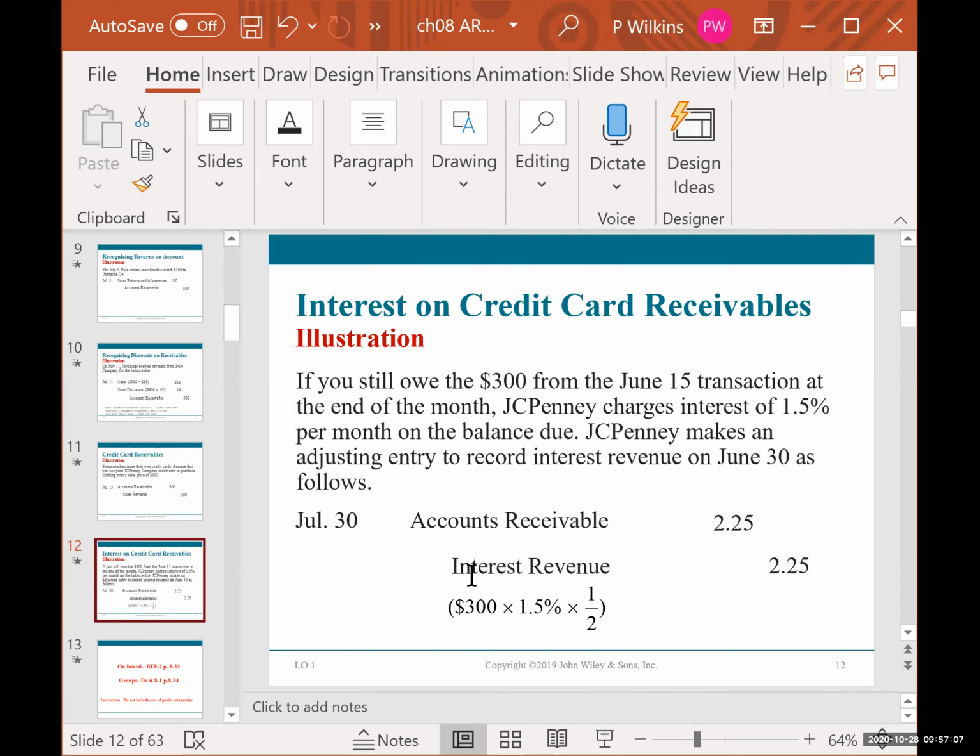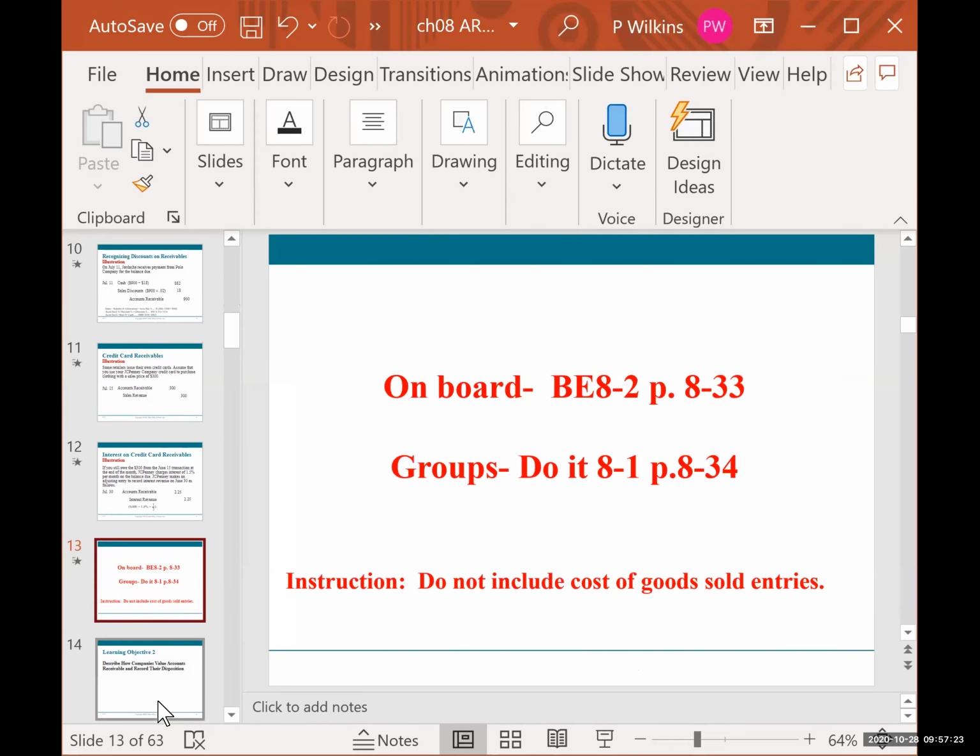All they're showing is that if you don't pay your credit card on time, they charge interest and a late fee. You're not going to be doing that with the credit cards. The interest you're going to be dealing with in this chapter is with the notes. All right, so we are going to do problem BE8-2, which is on page 833. So let me get to that. Actually, I'm going to stop the video and then I'll do a separate video for this.